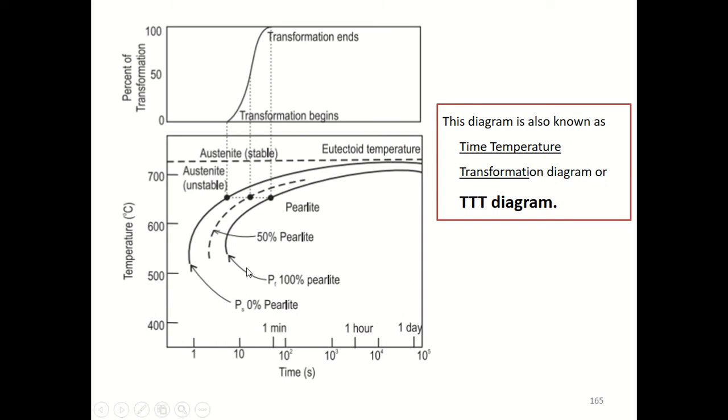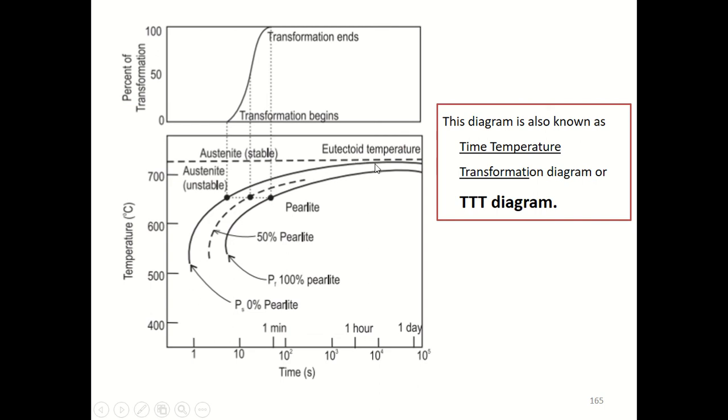Okay, and if you look at the other solid curve, PF. So PS means P start, pearlite transformation starts. PF means pearlite transformation finishes. So it indicates the time needed to finish the pearlite transformation, that is 100% pearlite, and this dashed line represents the 50% transformation completed. Okay, so that is what these curves represent.